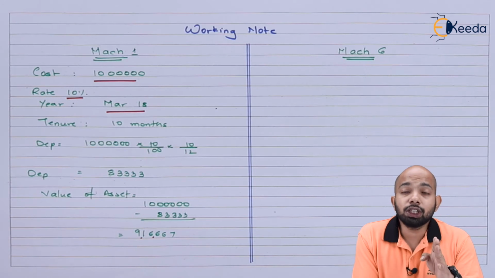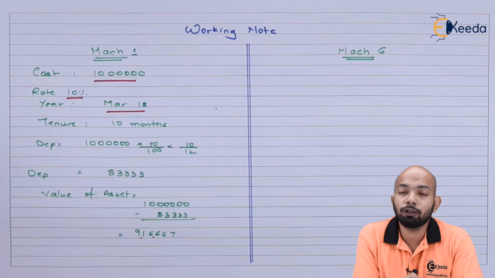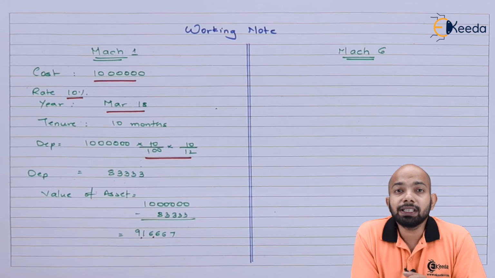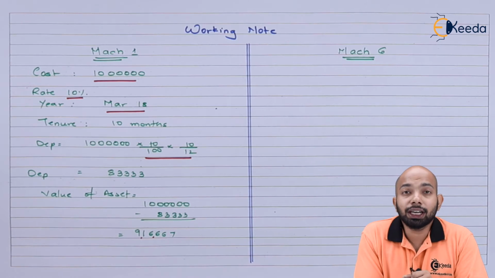So the depreciation will be calculated as the original cost of the asset multiplied by 10%, as that is the rate of depreciation, multiplied by months divided by total number of months in a year. That means 10 upon 12. That gives you a total depreciation of 83,333 rupees.